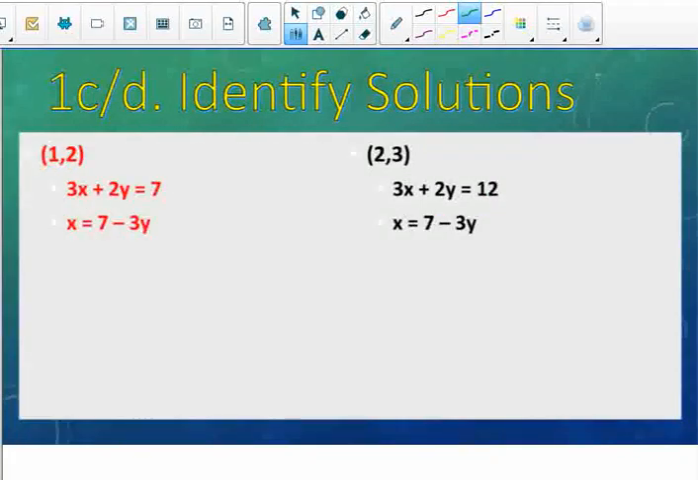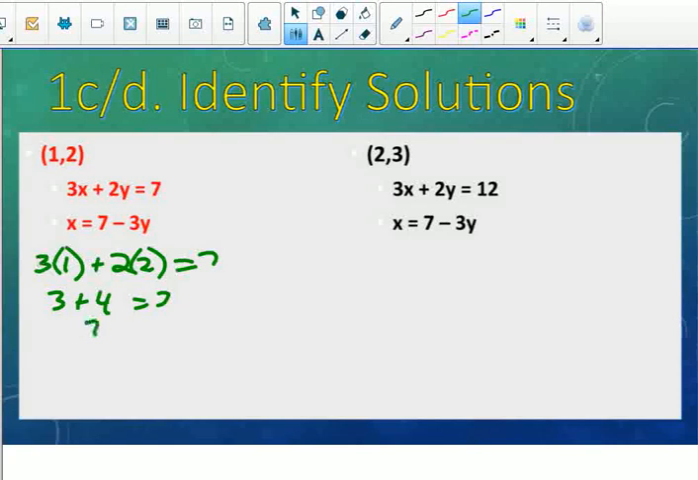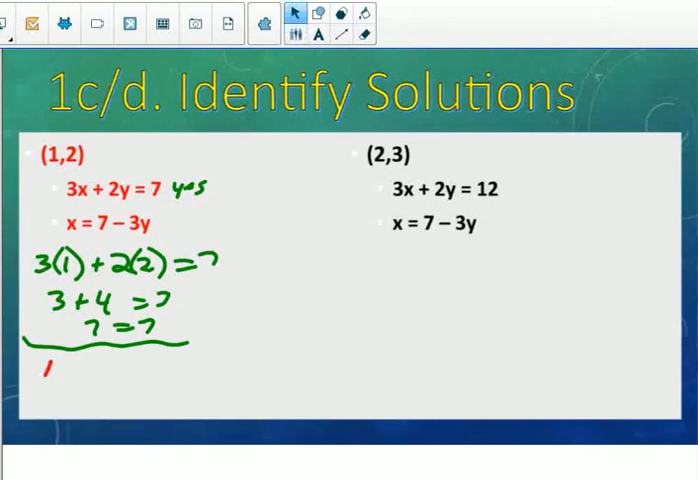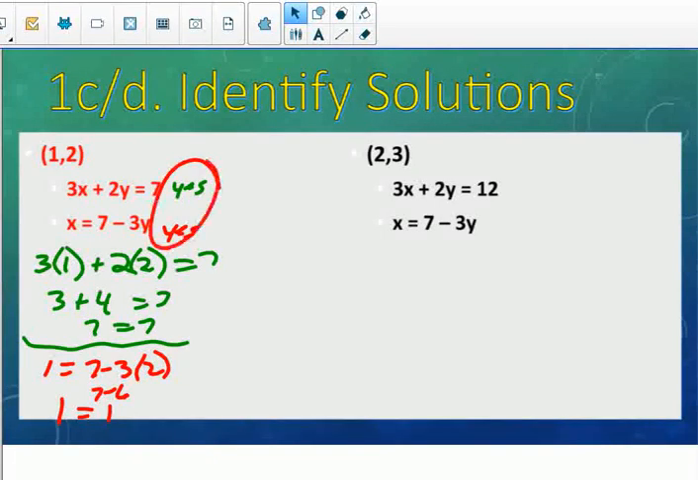Next example. 1, 2. Plug in a 1 in for x and a 2 in for y. See if the left side equals 7. So this is 3 plus 4. 3 plus 4 is 7. 7 does equal 7. So yes, it works for that one. Next one, I put a 1 in for x. 7 minus 3 times 2. 7 minus 6 is 1. 1 does equal 1. So yes, that works. So yes, it's a solution.